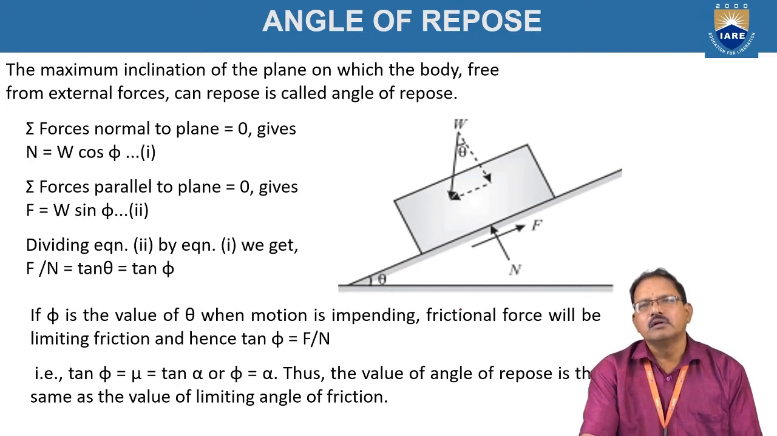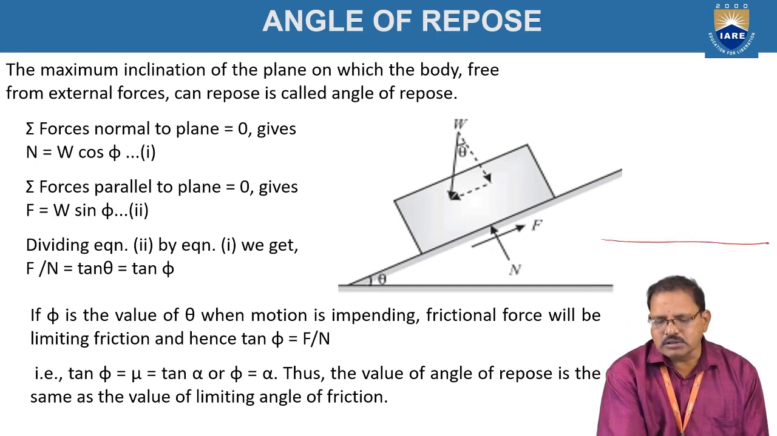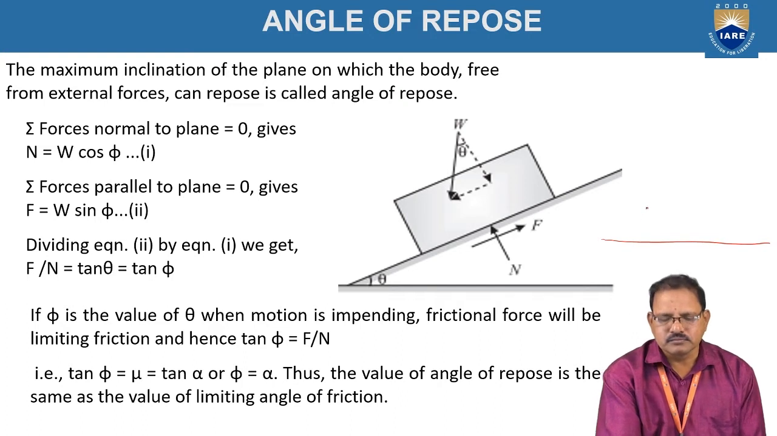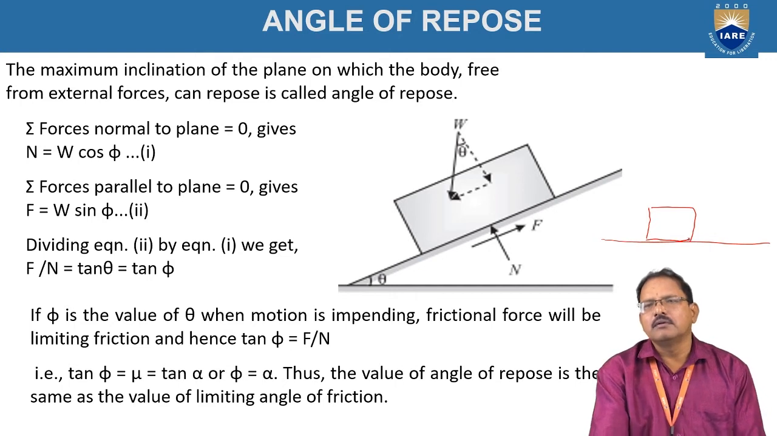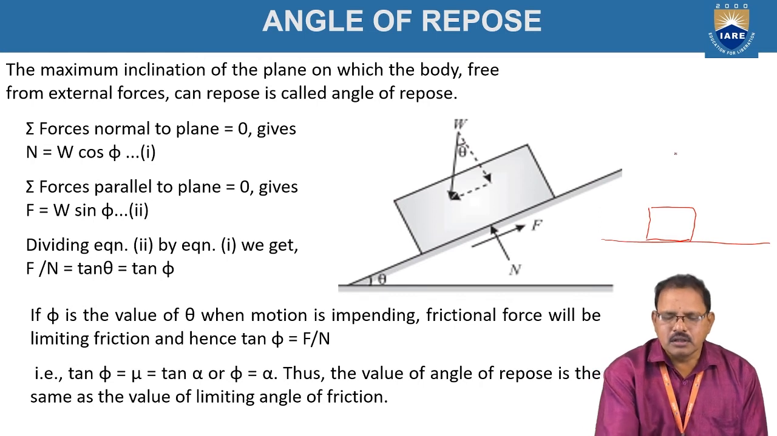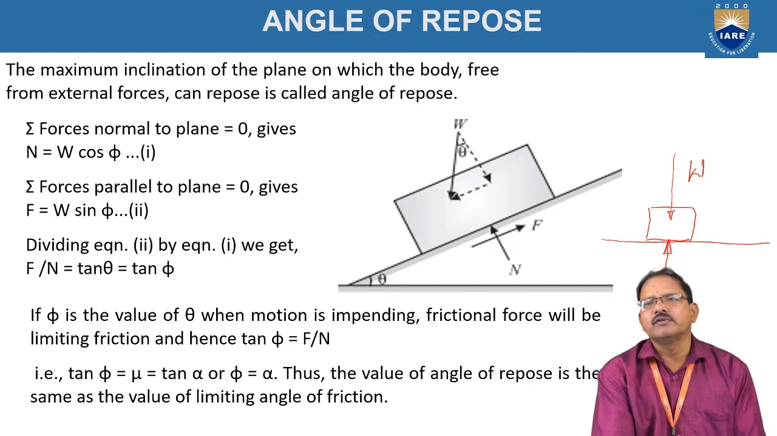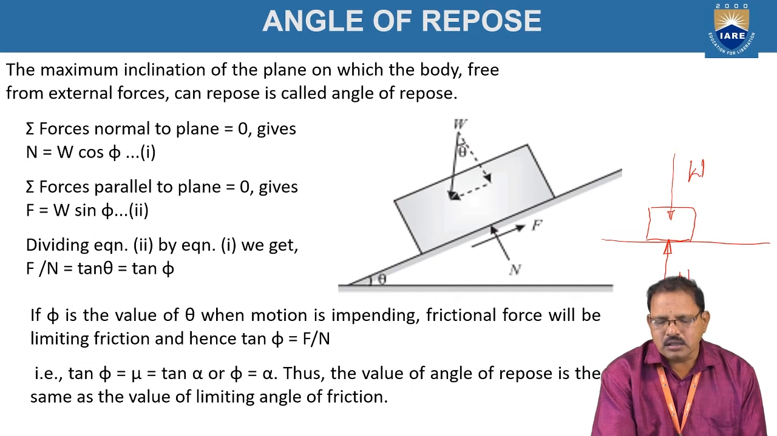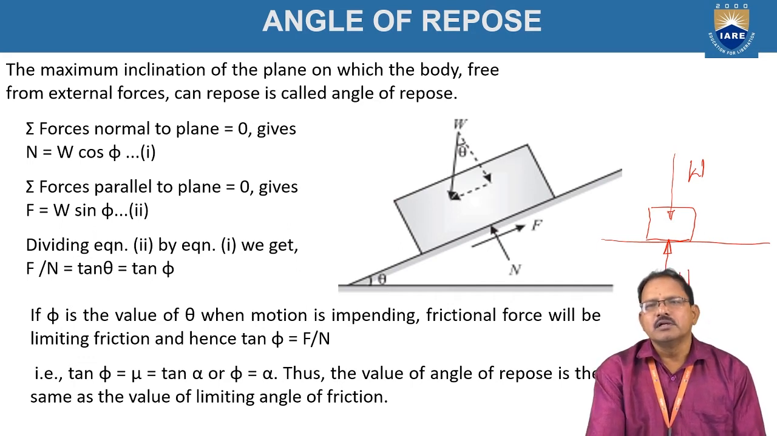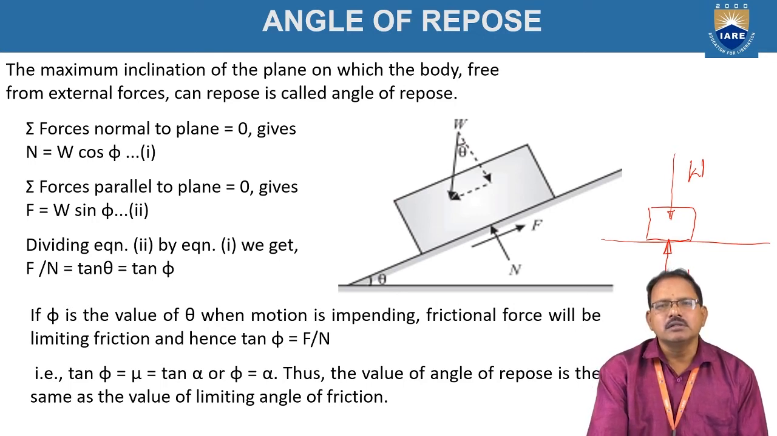Angle of repose. Here I am taking just one horizontal surface, assume. The body is kept over it now in static conditions, that is, at rest. The weight is acting vertically downward, and the reaction offered by the surface on the body is called the normal reaction. Since there is no force acting on it, it will not slide over it.